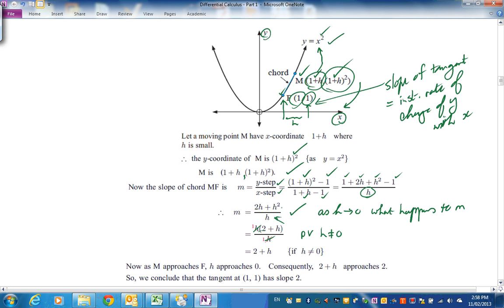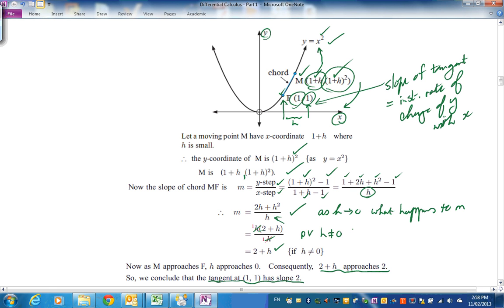So he got an equivalent function, 2 plus h. And then he said, well, what does this tend to? 2 plus h, as h tends to naught, approaches 2. So he concluded the slope of the tangent has a slope 2. Okay, because that was what the chord tended to.